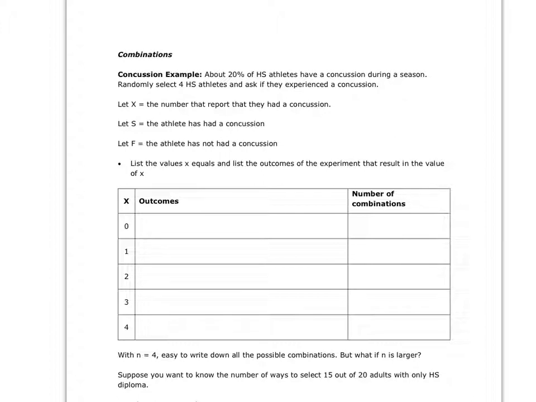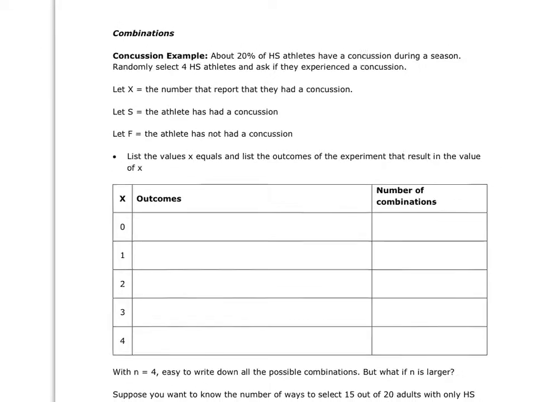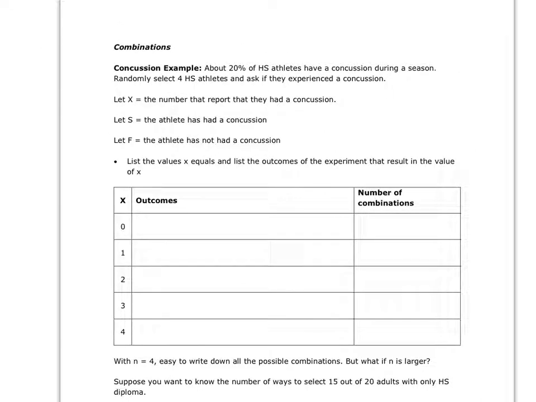So let's look at this table. We're listing out the values that this random variable X can equal. It can equal 0, 1, 2, 3, or 4. Let's look at what outcome would result in X equaling 0. Well, that would be if all 4 that were asked said that they had not had a concussion. So that would be 4 Fs all in a row. So we can get one combination of athletes that results in X equaling 0.